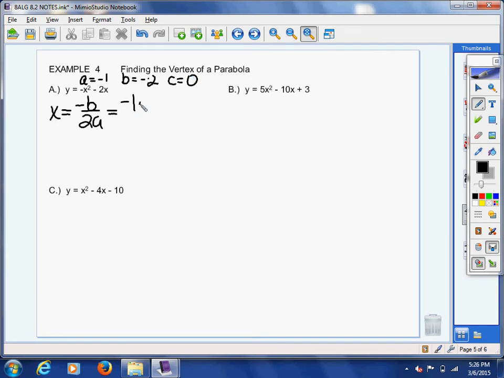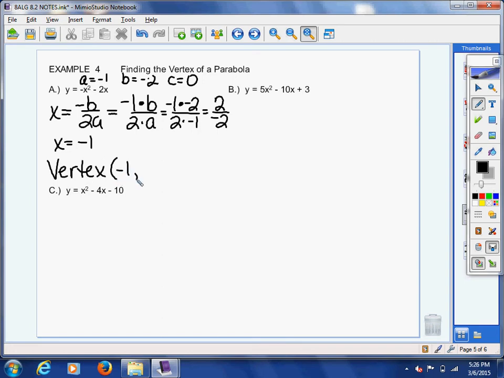We have the opposite of b. That's the same thing as negative 1 times b over 2 times a. So negative 1 times negative 2 over 2 times negative 1. So negative 1 times negative 2 is positive 2. 2 times negative 1 is negative 2. And 2 divided by negative 2 is negative 1. So I just found the x of my vertex. Okay, I am good to go. There it is. I know my axis of symmetry is negative 1. I also know the x of my vertex is also negative 1. They are one and the same.